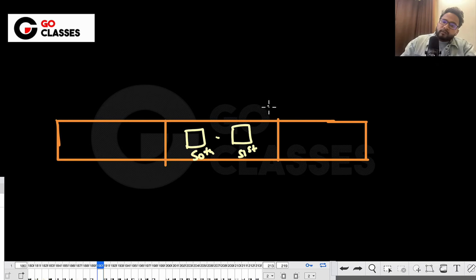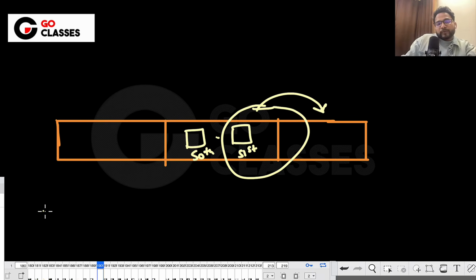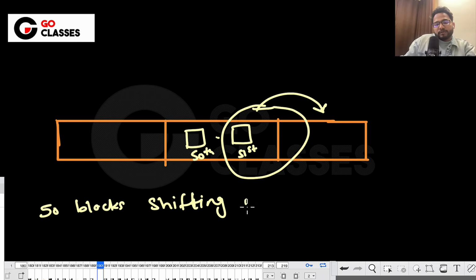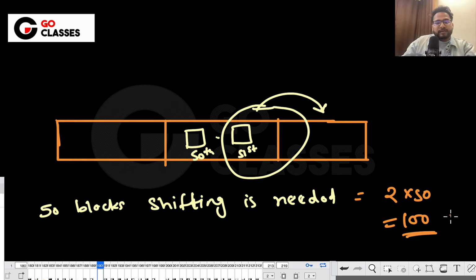Now, if you want to insert, then obviously these 50 blocks have to be shifted, right? So shifting of 50 blocks is needed. For one shifting, as we know, two accesses are needed. So basically, 2 into 50, which is 100 disk accesses are needed here. And then once this 51st location is empty, the new data block has to be written here. This is already in the main memory, so we don't have to worry about it.